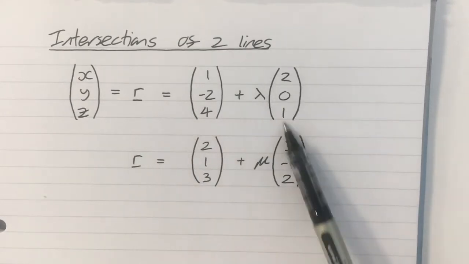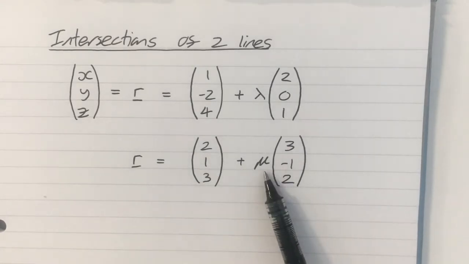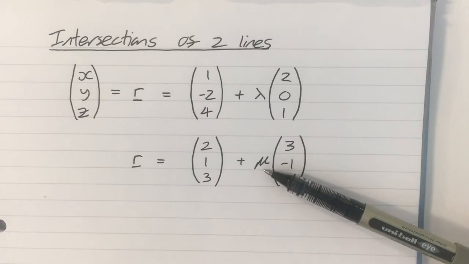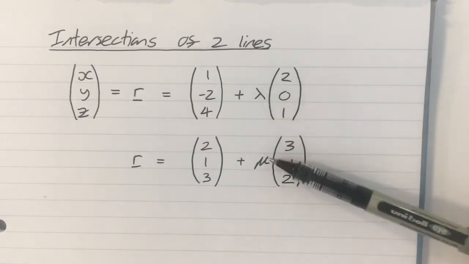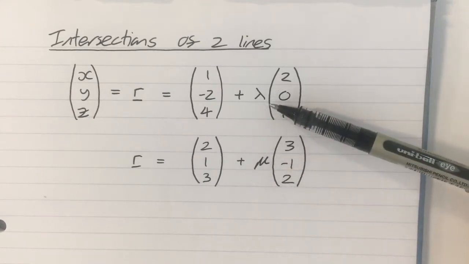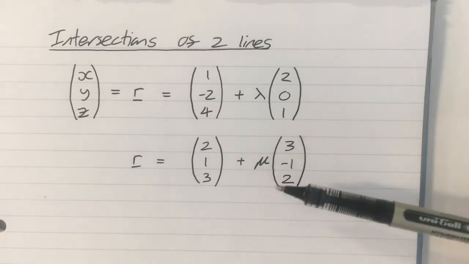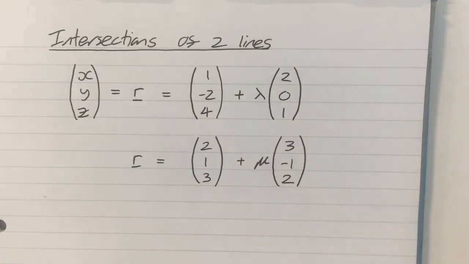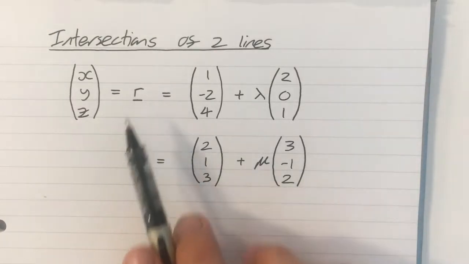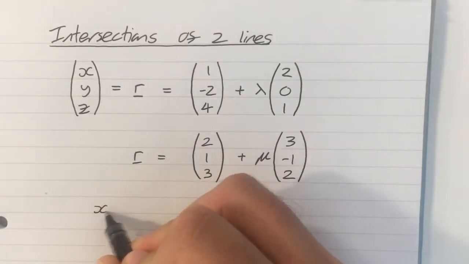That's going to equal this plus lambda times that. A second line is going to be this vector plus mu times this vector, and mu is used just to differentiate between the two parameters. They are two different lines, therefore they need two different parameters. You could use lambda 1 and lambda 2, but it's more typical to use lambda and mu if you've got two lines. So we're going to solve them simultaneously, just as we would do in two-dimensional space. We are going to equate these. So we're going to say x, y, z equals x, y, z, and we end up with three equations in two unknowns, which doesn't always have a solution.